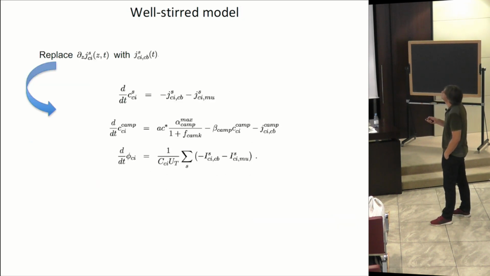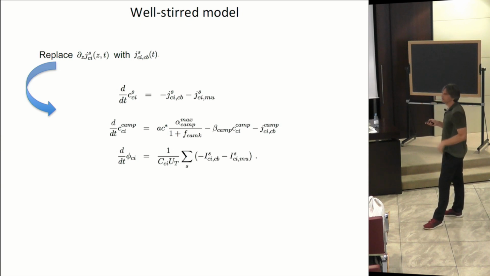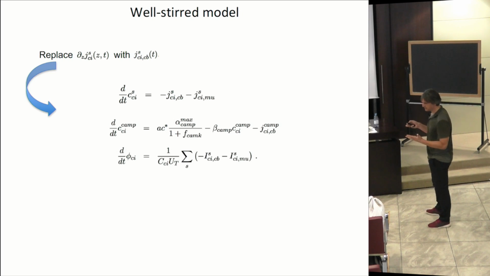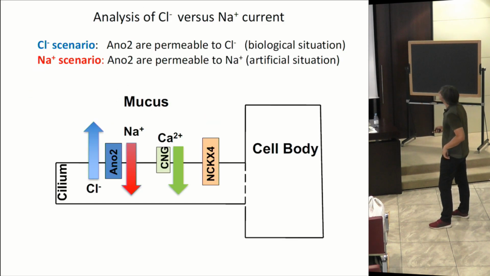You basically replace the divergence of the flux inside the cilia with the flux between cilia and cell body. And I already have the expression, that is what it has as a boundary condition. So basically, this naturally reduces to a well-stirred model. And I will use this well-stirred model to get some parameters that work, and then I use these parameters in my spatial model again to do simulations. Basically, now I'll show you here.